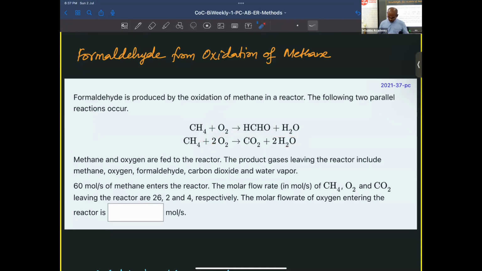So let us read the complete problem. Methane and oxygen are fed to the reactor.